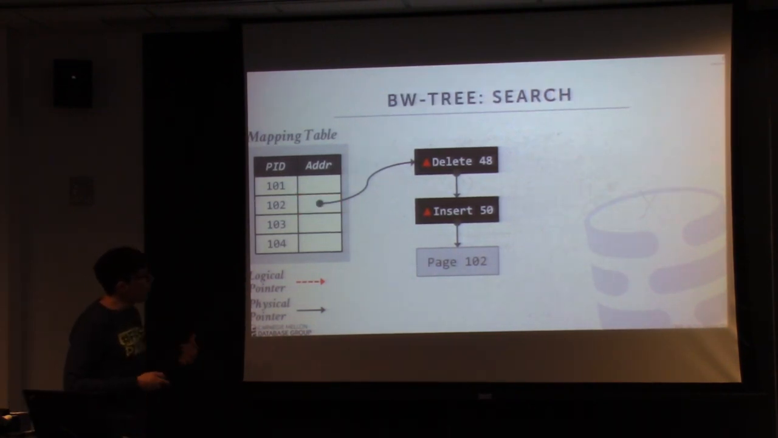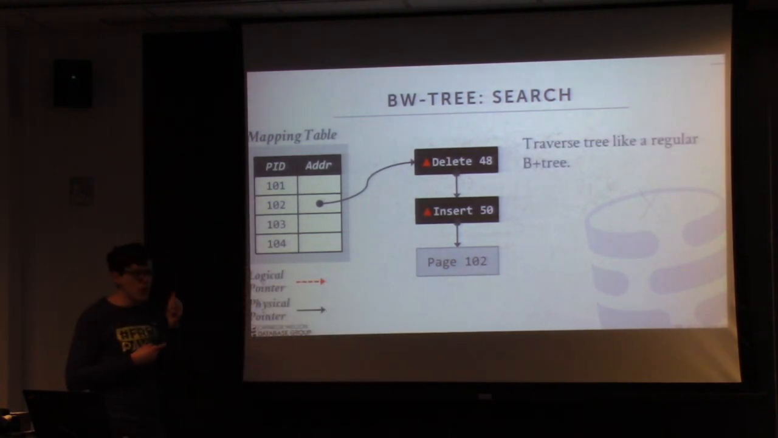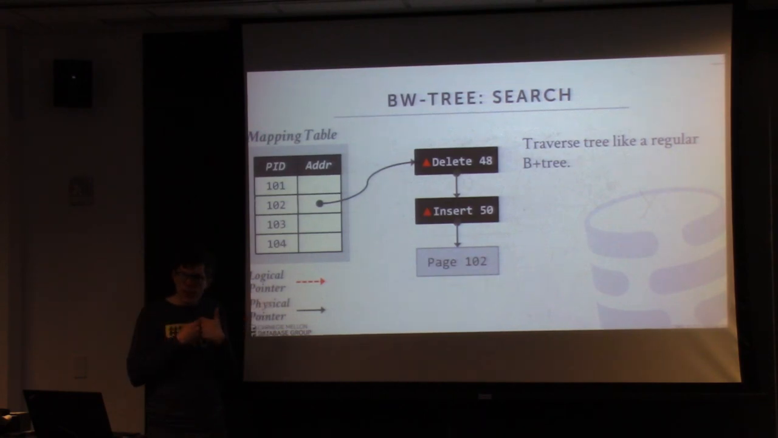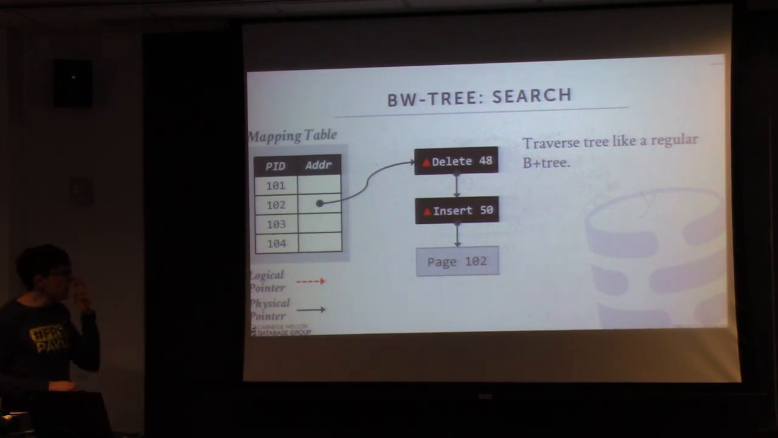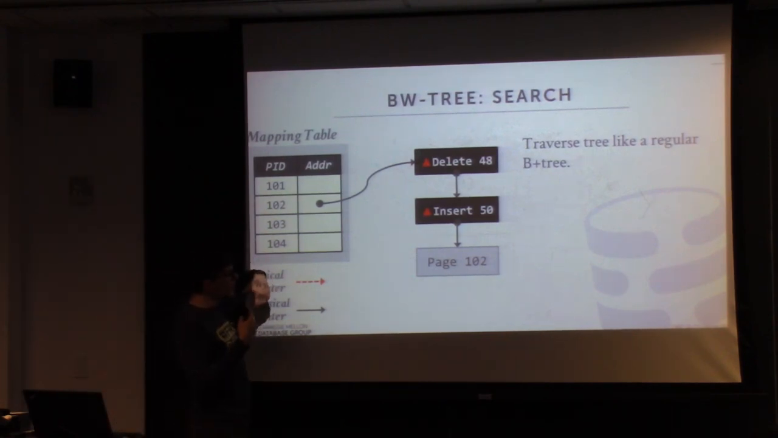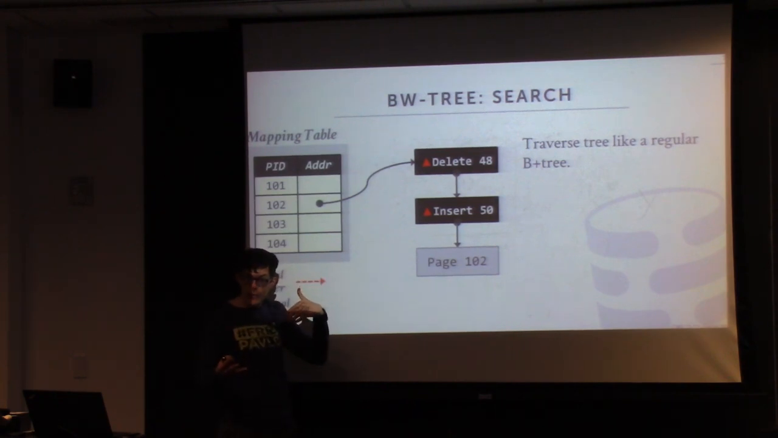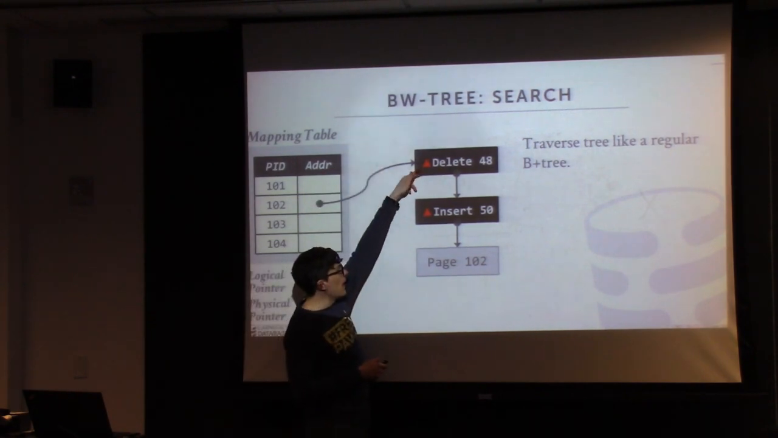So now let's talk about how to do a search. Say I want to do a lookup on some key that's maintained by this page. We traverse the tree just as we would in a B plus tree: we look at each node, look at the markers to say whether I need to go left or right, and when we hit the leaf nodes, we're pointing to the actual tuples that we want. As I traverse the tree and need to look at page 102, I do the lookup in the mapping table and land at the head of the version chain.